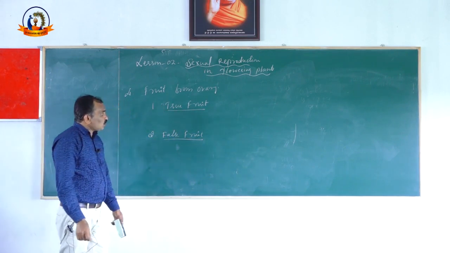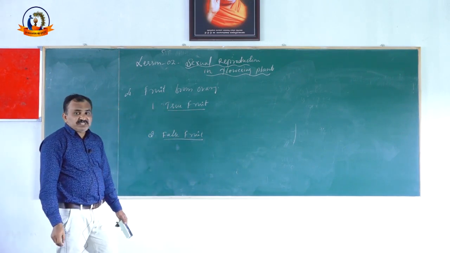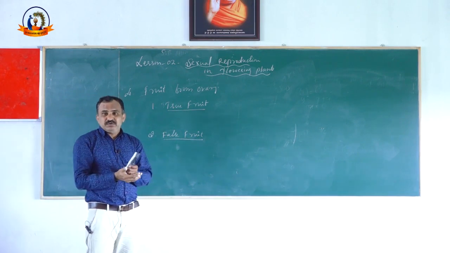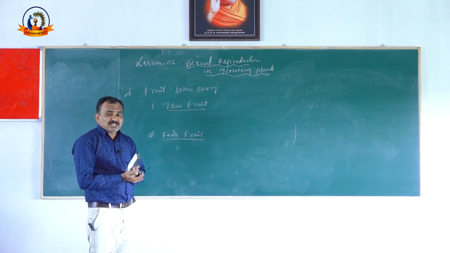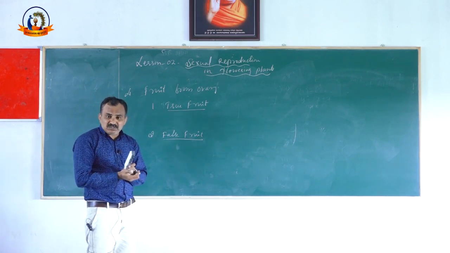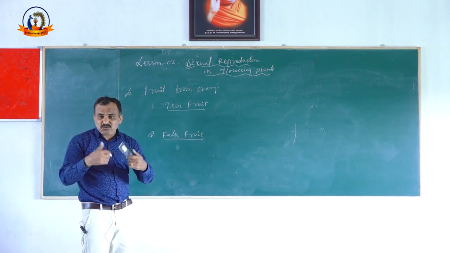What is the meaning of true fruit? True fruit is the one which is developed from ovary. What is the meaning of false fruit? False fruit means the fruit which is developed from a part other than the ovary.